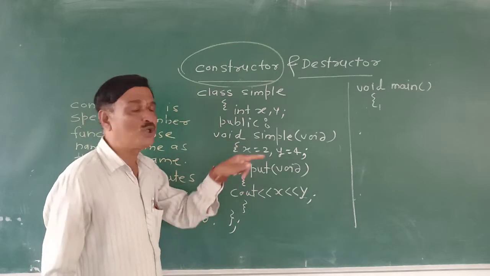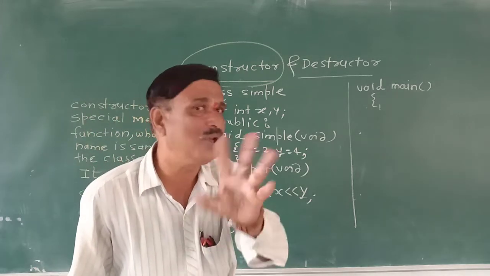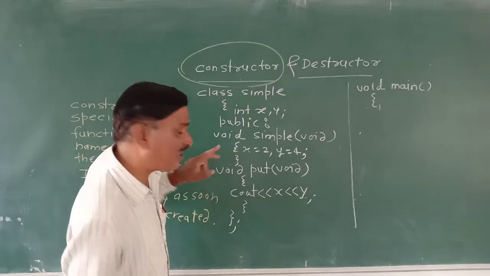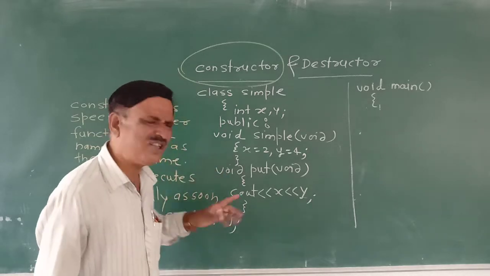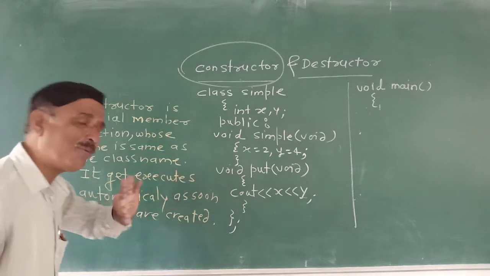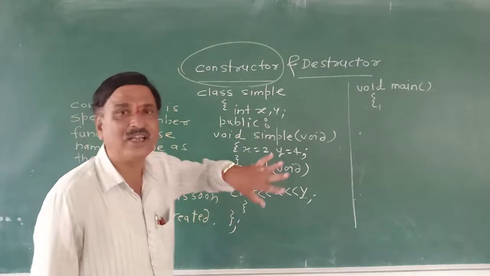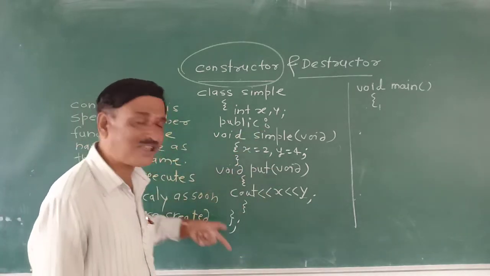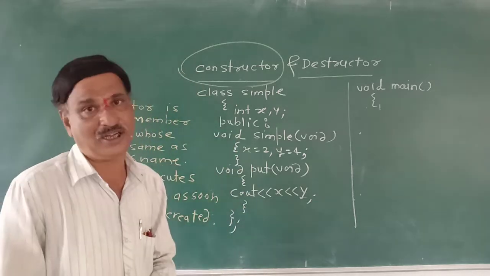Then among these two member functions, who is constructor? This first one is constructor. The second one is ordinary member function. And it gets executed automatically. So who will get executed automatically? Whether first function or second? Obviously first will get executed automatically.